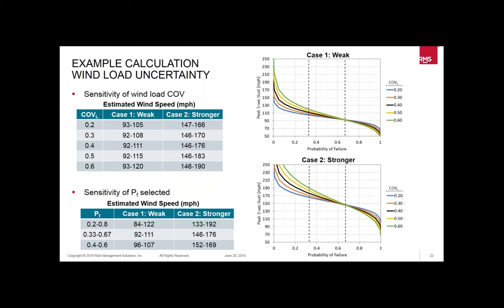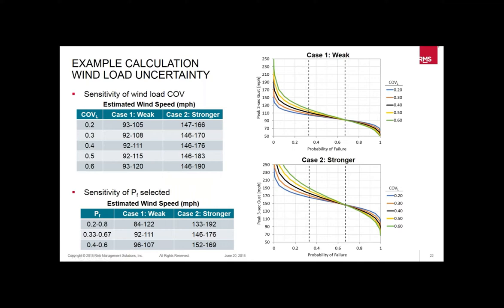uncertainty. You can see that the lower wind speed estimate is very similar, because it happens to fall near where this pivots, but you can see how the upper estimates change a little bit as we change that uncertainty, in both cases here.